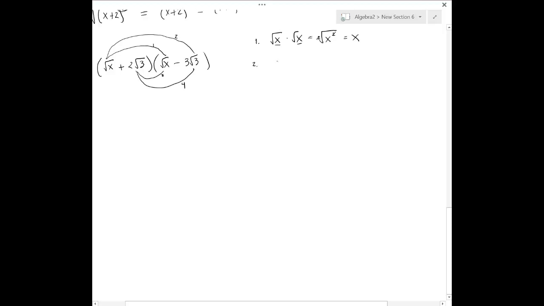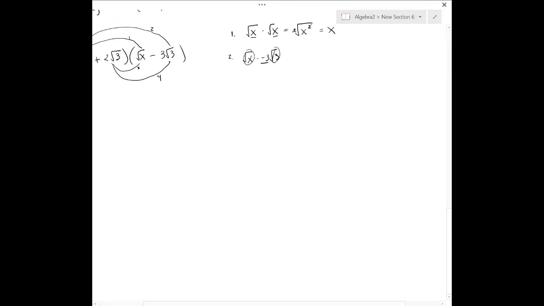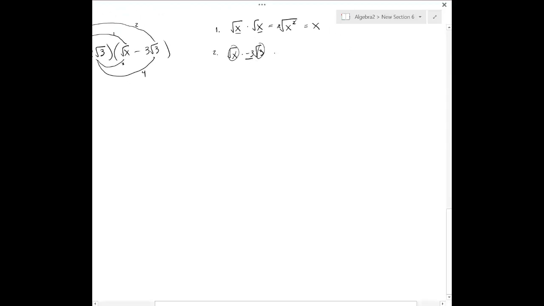Multiplication 2 is asking for the square root of x times negative 3 root 3. This one is a little more complicated because you have this number out in front. All you have to do is multiply these two together and then tack on that negative 3 out in front afterwards. Leaving the 3 on the outside, you get 3x, just 3 times x under one square root. It's the same unifying process that we talked about in the beginning.